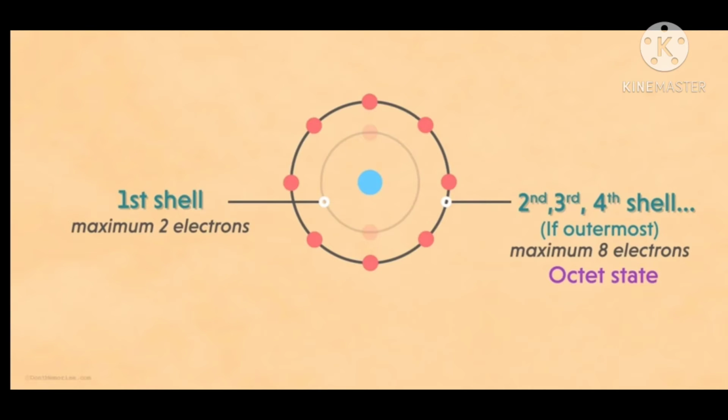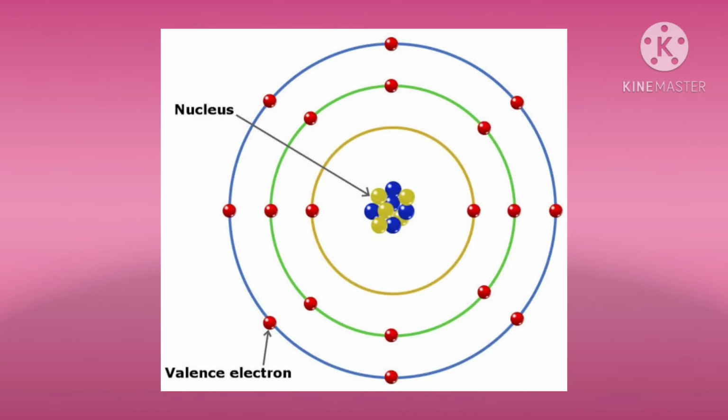From these two facts, we understood that every atom of an element wants to have a maximum number of electrons in its outermost shell, or we can say every atom of an element wants to acquire stable state. But my dear children, it is not possible that every atom of an element have 8 electrons in its outermost shell. Let us understand it with the help of an example.